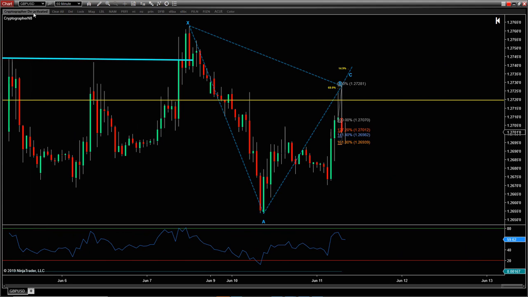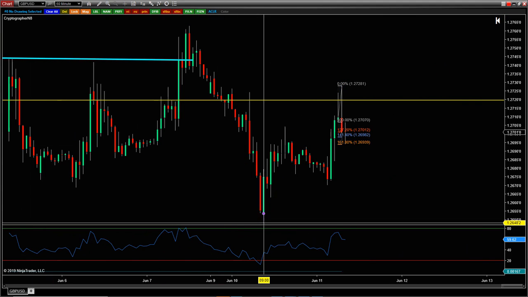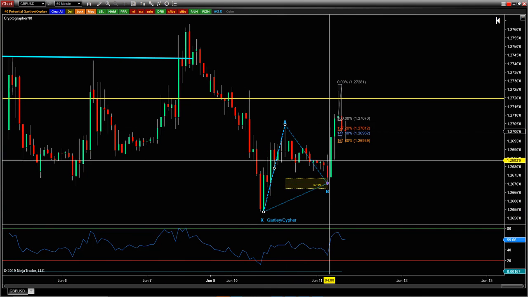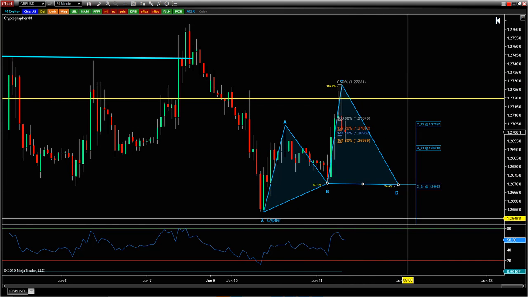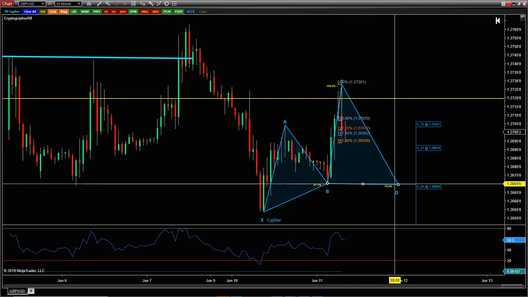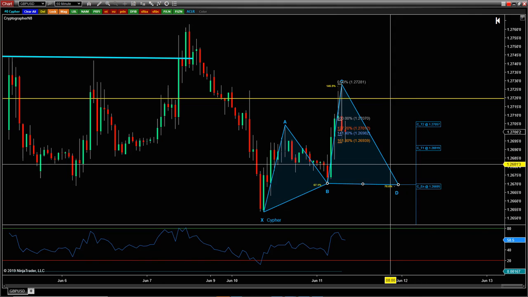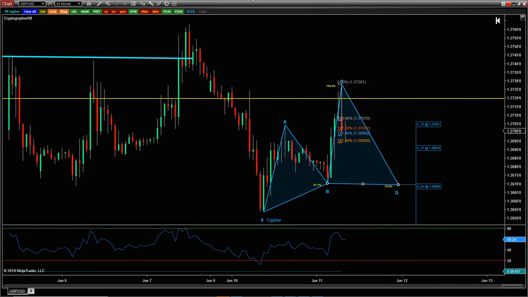Real quick, Latch says potential Cypher. Looking at X to A to B, B to C right here, your CD completion would be right there. Just make sure you double check your data. Make sure that D leg is below the B leg. Questions on pound dollar?